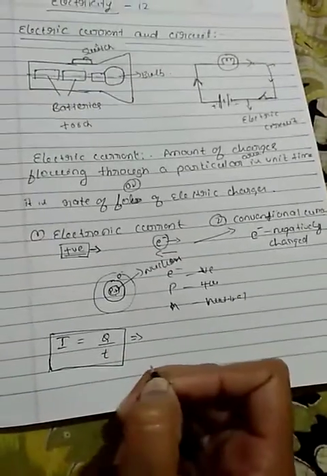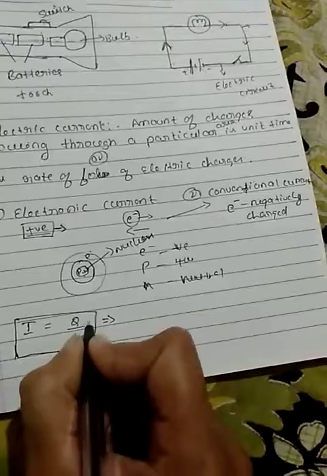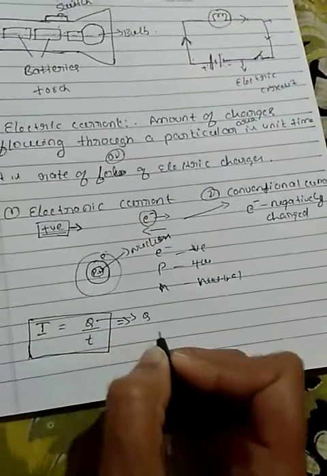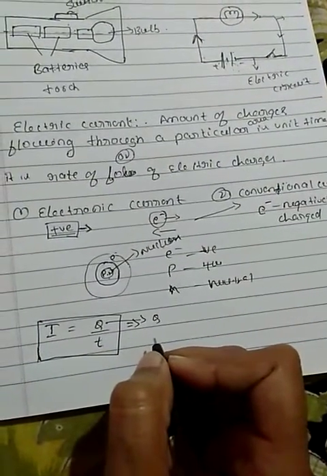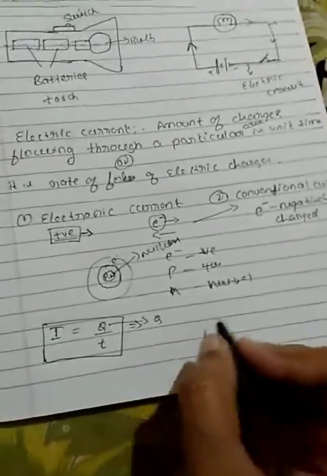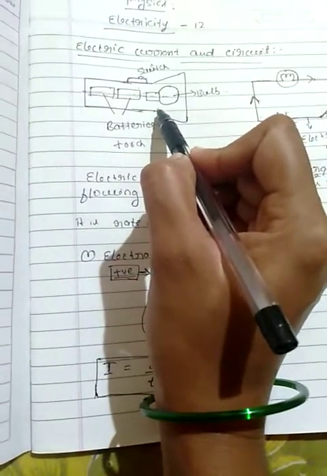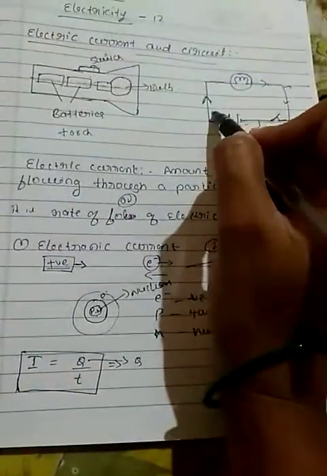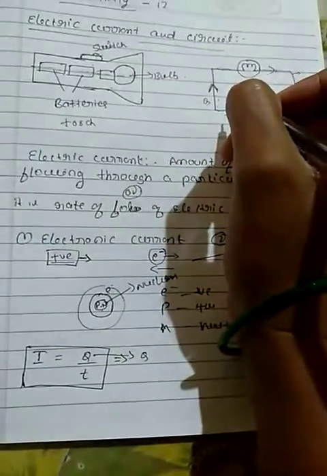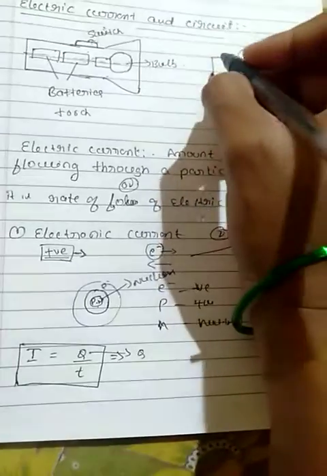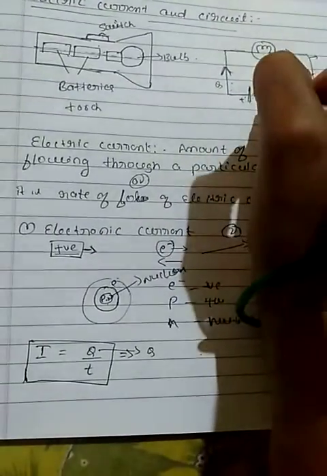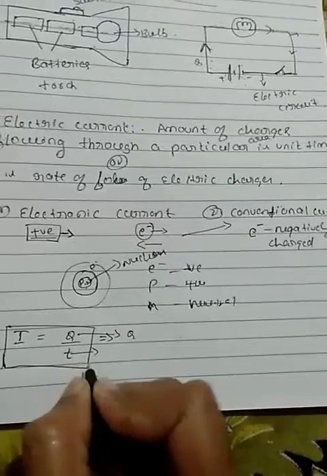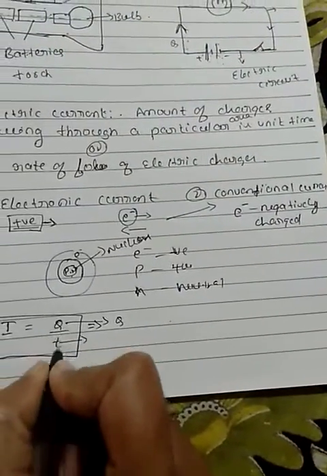If a net charge Q flows across any cross section of a conductor, like in this circuit diagram, the flowing of charges is called electric current. If the net charge flows across any cross section of a conductor in a time t, then current I is defined as Q by T.